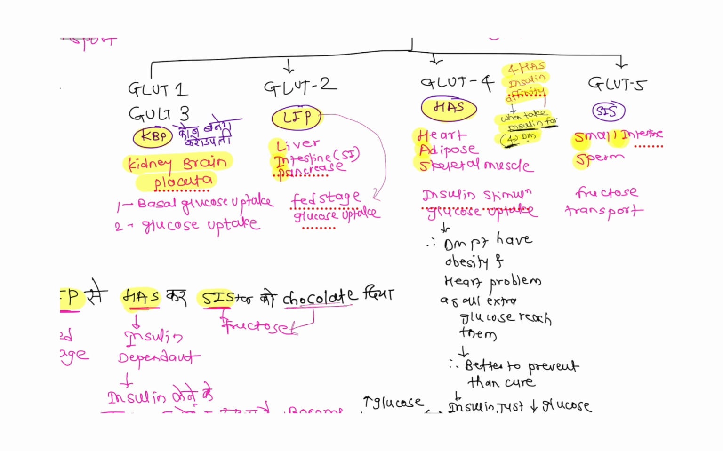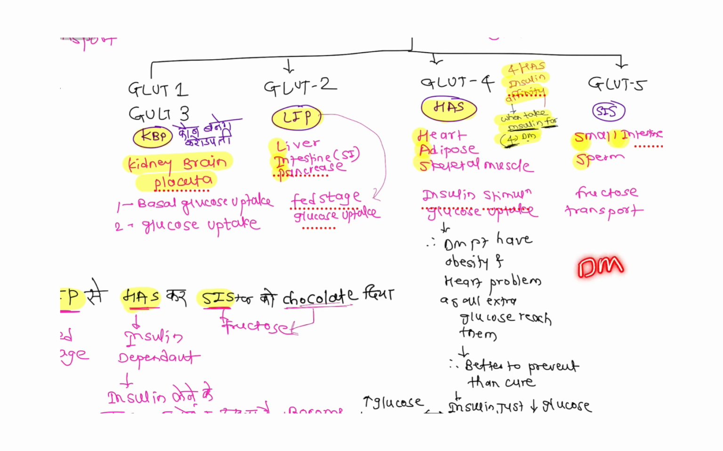But if glucose level is not controlled naturally in your body, then you have to take insulin, right? Now this insulin, what does it do? It decreases the blood glucose level and increases the glucose level in the heart, adipose tissue, and skeletal muscle. That's why diabetes mellitus patients have heart problems, as extra glucose is deposited in the heart. Therefore diabetes mellitus patients are usually obese, because the extra is deposited in adipose tissue and skeletal muscle.